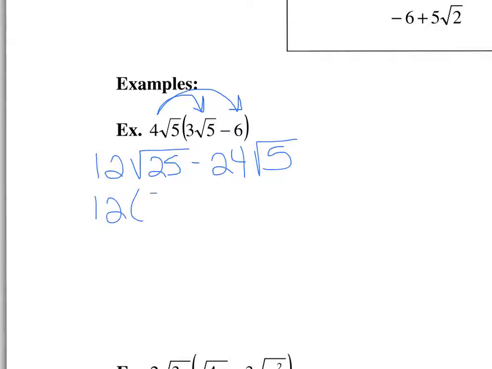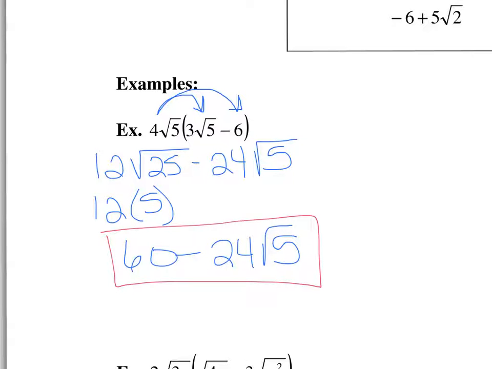We know the square root of 25 is 5, so 12 times 5 is 60. The second term doesn't simplify, so we have 60 minus 24 square root of 5. Now I want to caution you. One of the most common mistakes I see is students then subtracting the 60 and the 24. You do not want to subtract these. These are not like radicals. Remember, to add or subtract, they both have to have the same radical. This will have to have a square root of 5 on it to be able to subtract with this. Do not subtract the 60 and the 24. This is done. Cannot simplify it any further.